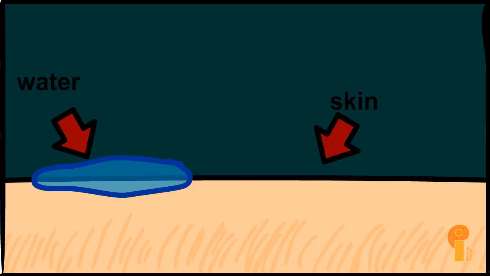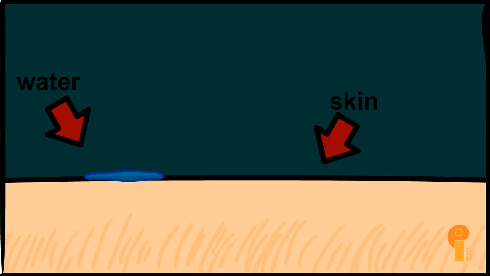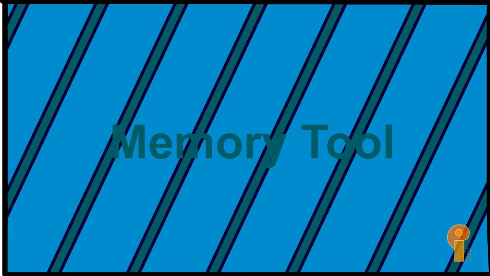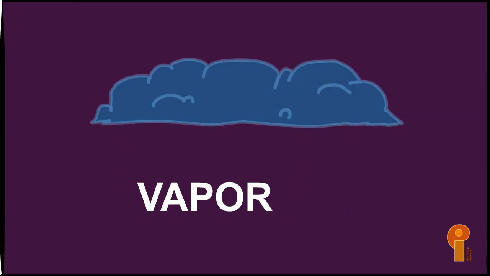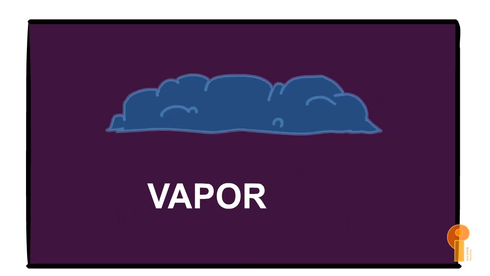Evaporation occurs constantly with sweat or wet skin. Our warm skin heats the water, aiding in the water's transition from a liquid state to a gas state. Here's a memory tool. Evaporation has vapor in it, so when you hear evaporation, think of heat transfer through vaporization of liquids turning into gases.